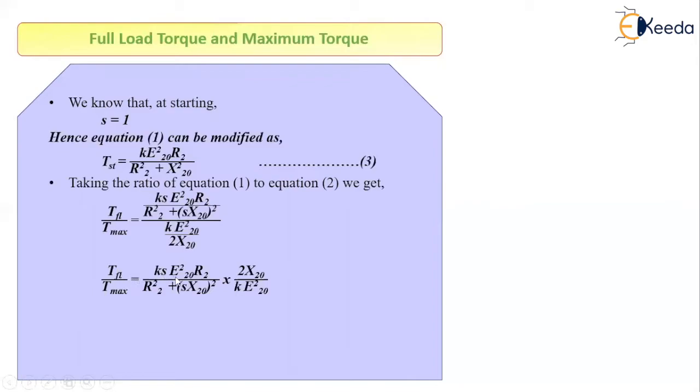If we further simplify this equation, we get TFL divided by Tmax is equal to K s E20 square R2 divided by R2 square plus (s X20) square, multiplied by, now see here the whole denominator term we are multiplying, so it will be inverse, 2 X20 divided by K E20 square. Now in cross multiplication and division, terms will get cancelled. So K will get cancelled over here. Also E20 square will get cancelled. So the equation can be modified as TFL by Tmax is equal to 2 s R2 X20 divided by R2 square plus (s X20) square. Let it be equation number 4.